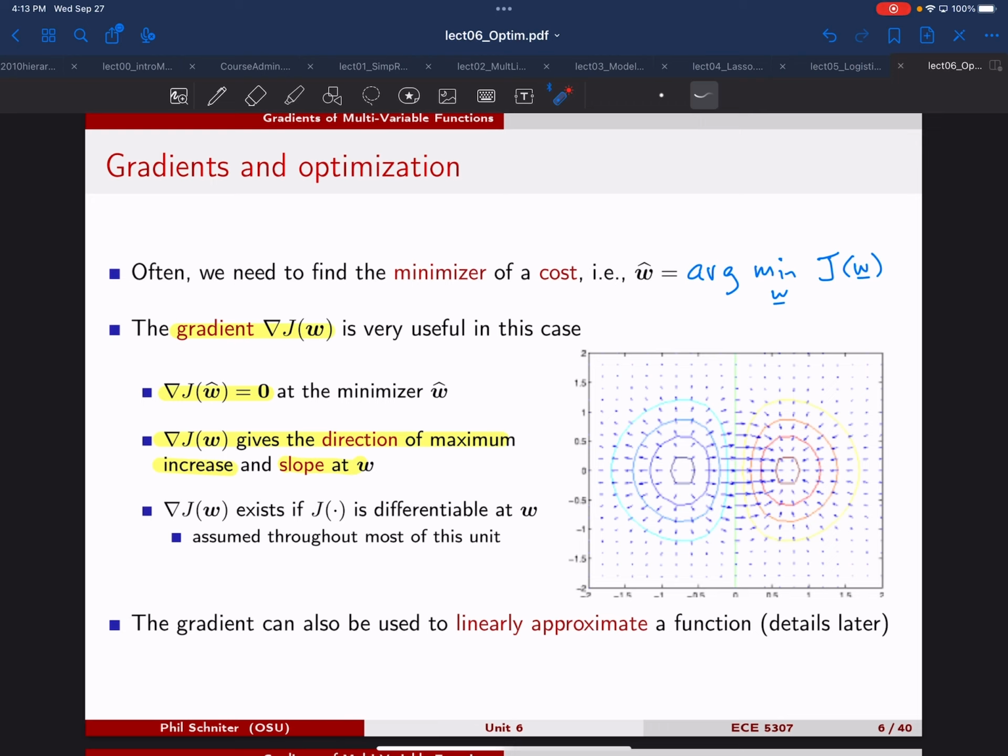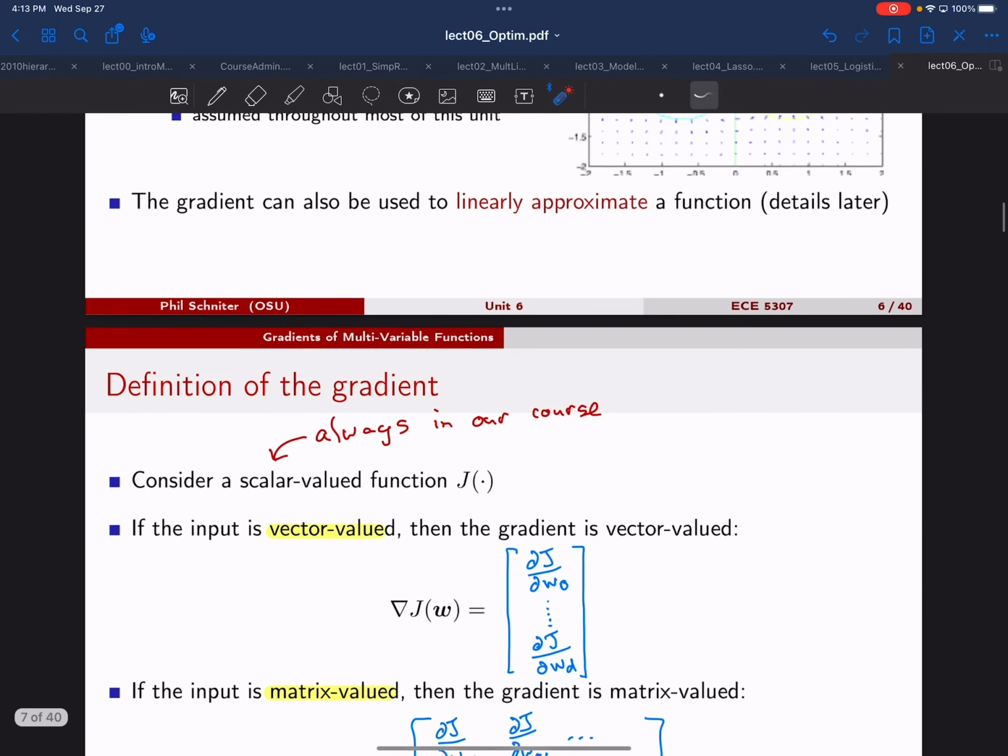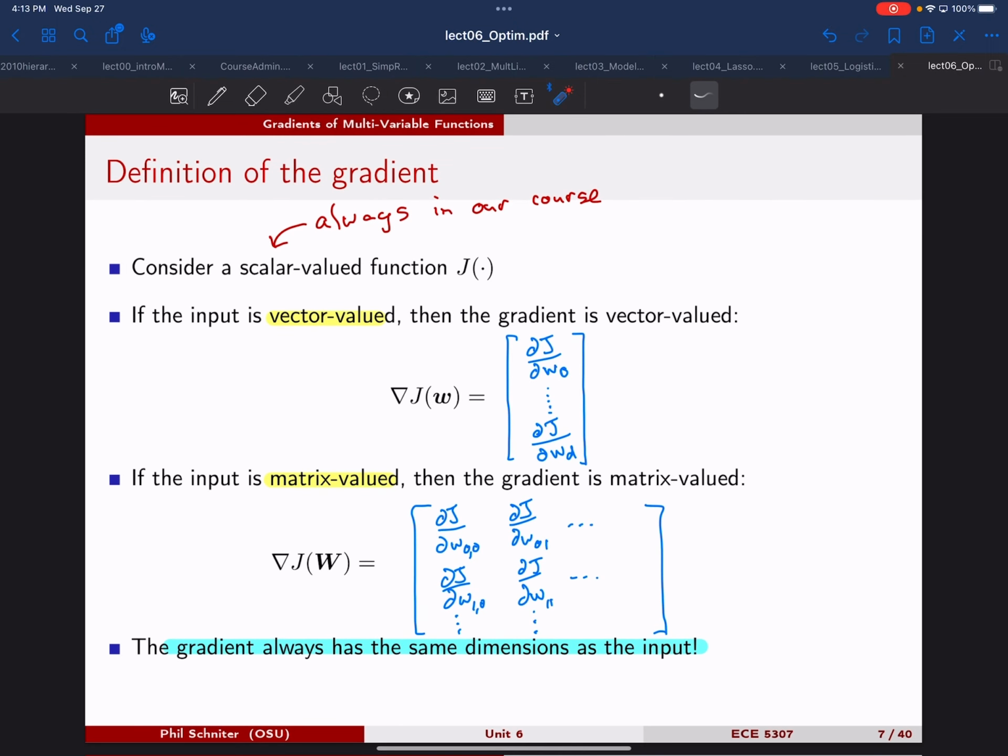Okay, so that's the minimizer. The gradient also tells us the direction of the maximum increase and the slope at the solution. Last time, we talked about the fact that in some cases we're optimizing a scalar, in some cases a vector, and in some cases a matrix. So we want to be able to handle gradients for all these cases. When the parameter we're optimizing is a vector, the gradient is a vector with exactly the same length as the parameter vector w.